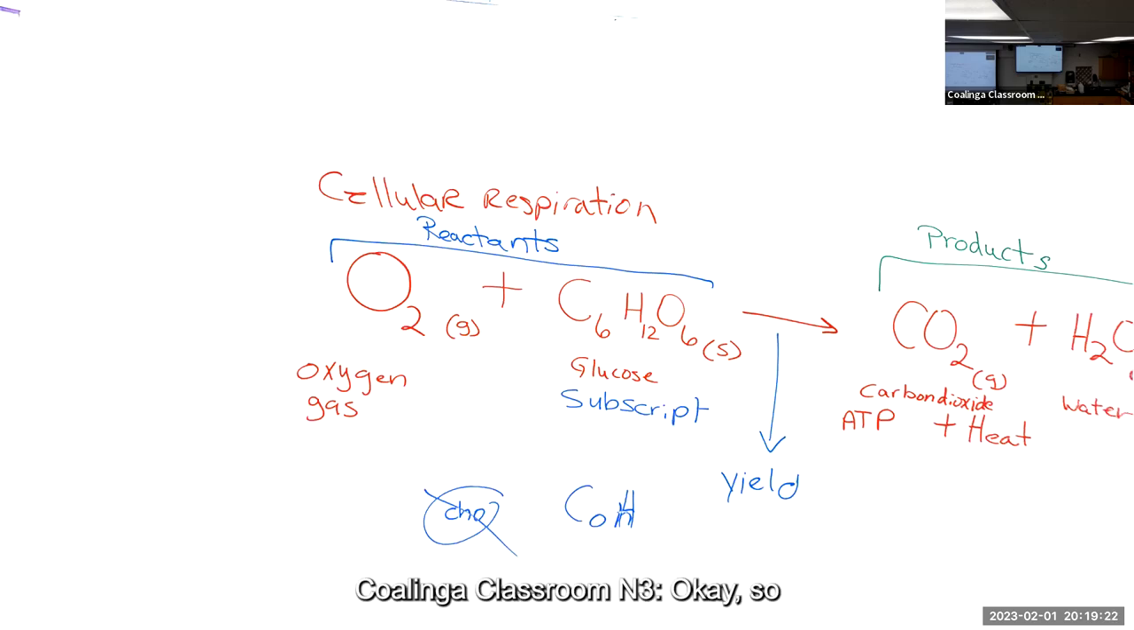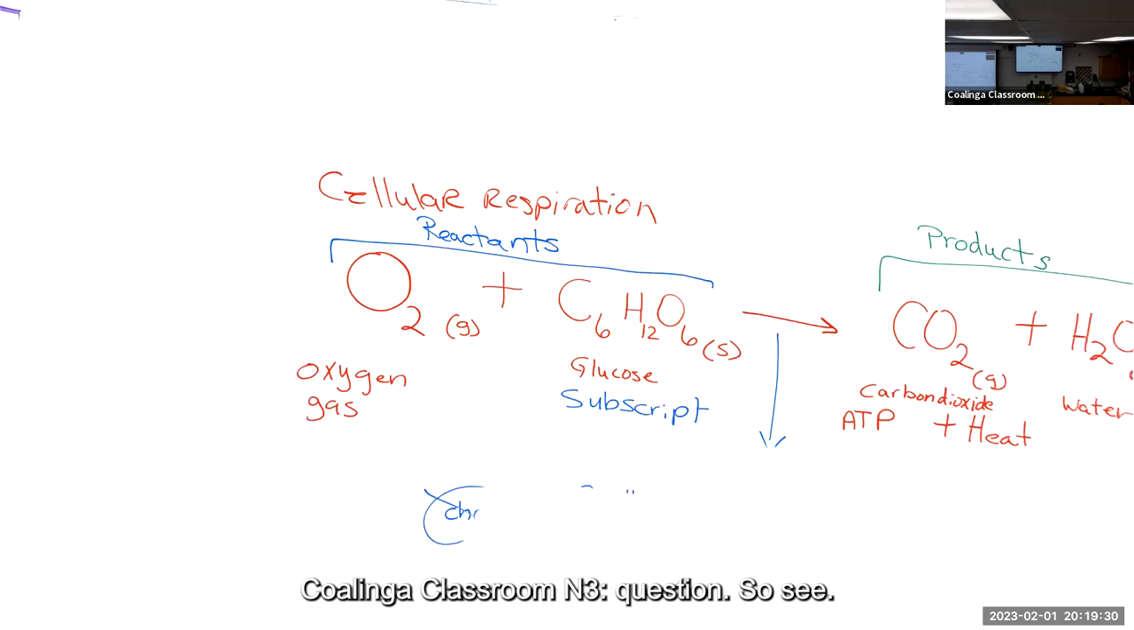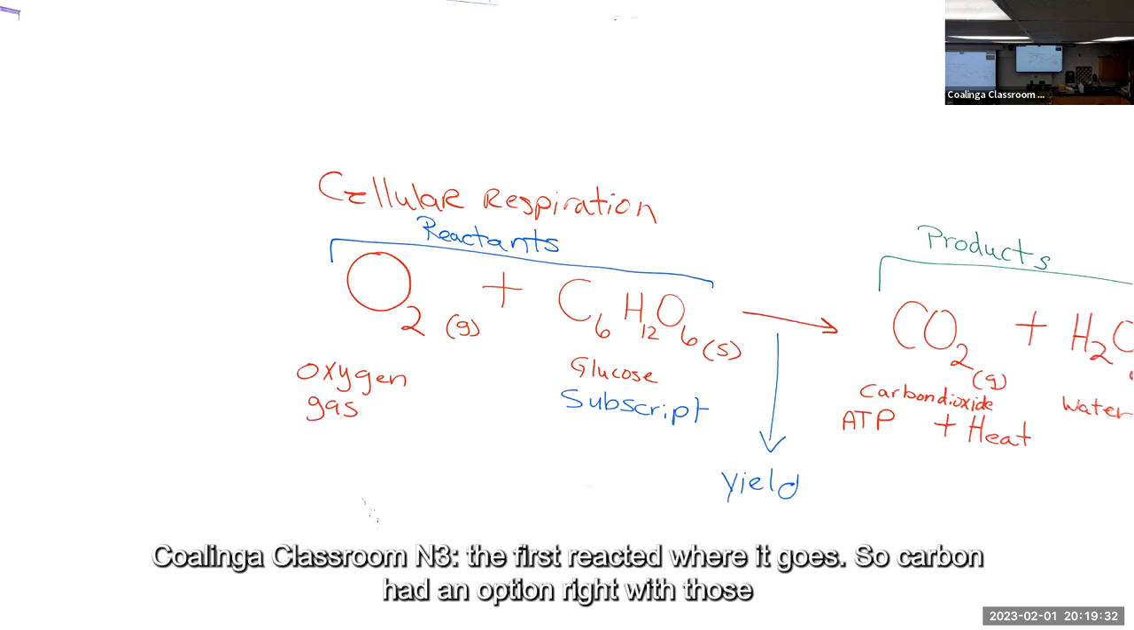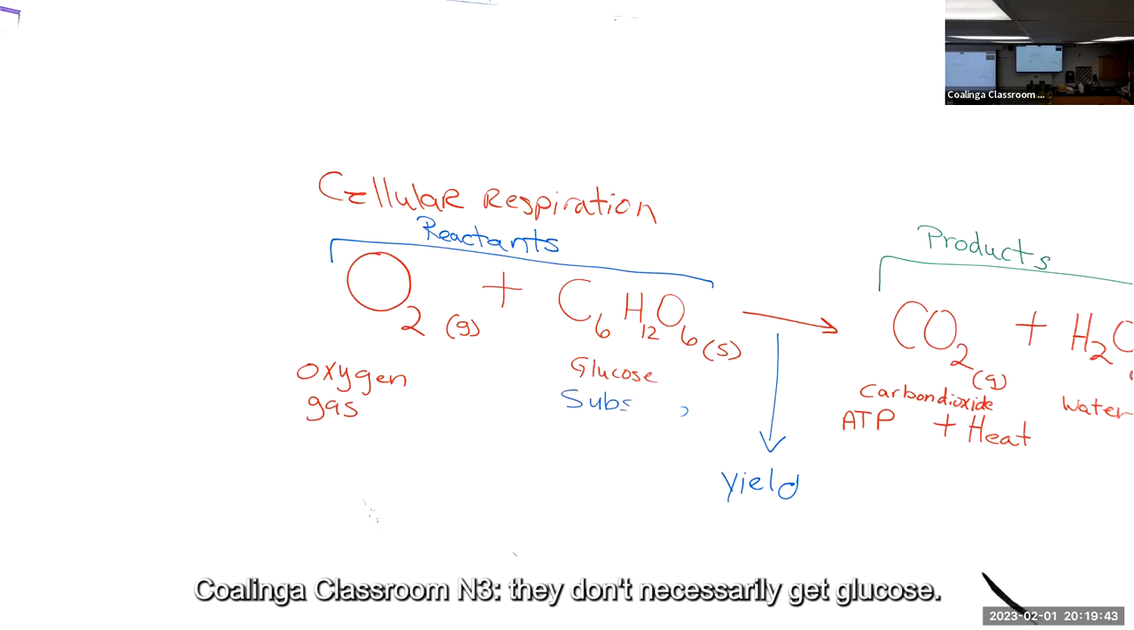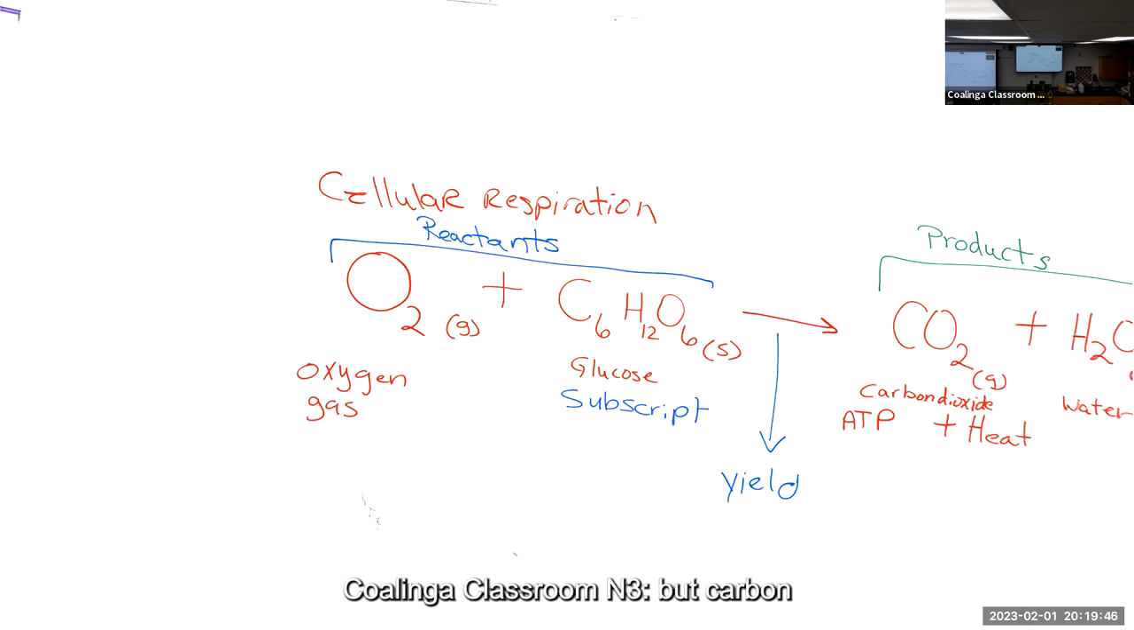Okay, so question. Say the first reactant is glucose, so carbon, hydrogen, oxygen create glucose. Carbon, hydrogen, and oxygen don't necessarily create glucose, but they are components. Does that make sense? Yes. But you can make glucose with the right type of carbon and oxygen.